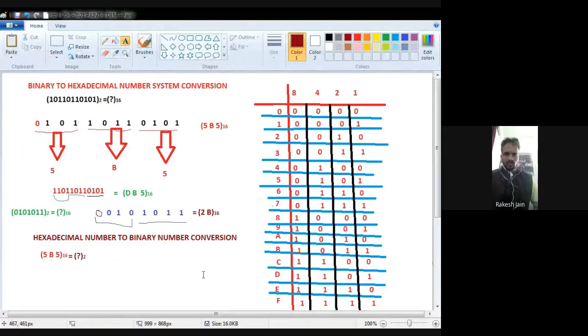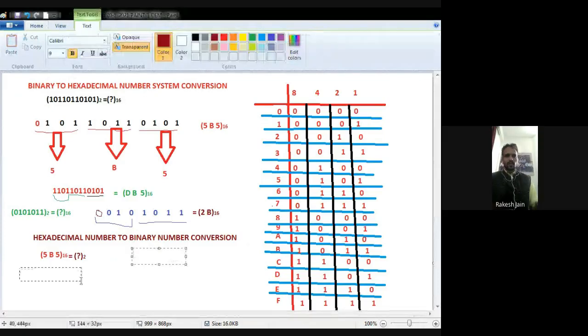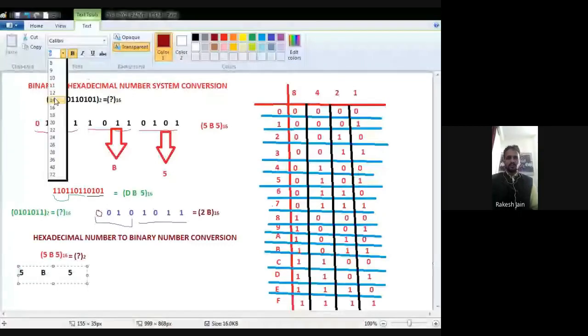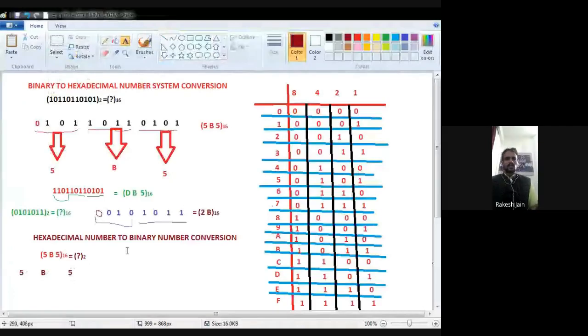We know that the base is 2, which means the number is binary, which we are going to find. A number is given, 5B5. We have to convert it into a number whose base is 2, that is, a binary number. First of all, just write down the number separately, which is given in hexadecimal. So write down 5, then B, and then 5.